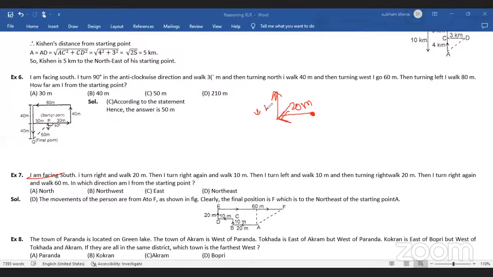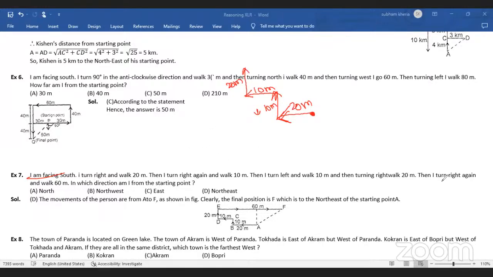Okay? And walk 10 meters. Then I turn left. From north, left. And I walk 10 meters. And then right, right again. From west, right is what? Again north. And walk 20 meters. I walk again 20 meters.